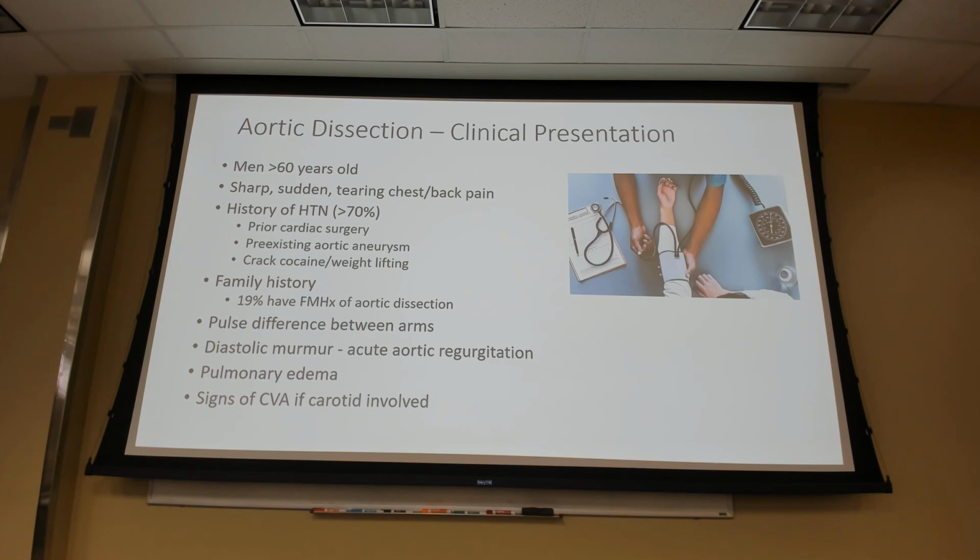All right, so what do they look like when they present? Typically, like we said, you see it more commonly in men, typically in the elderly, and they'll complain of that sharp, tearing chest pain that radiates to the back. They typically have a history of hypertension. You should be more suspicious if they had a prior cardiac surgery.